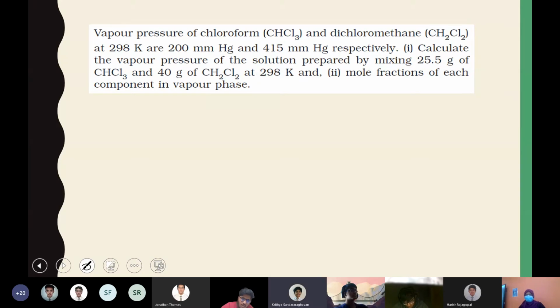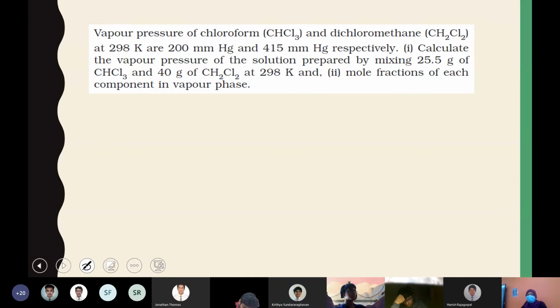Ma'am, so more intermolecular strength means it will have higher vapor pressure, right? It's the reverse. If the intermolecular force of attraction is strong, they will not vaporize very easily, right? Okay, ma'am. Because there is a force of attraction between the molecules, they won't vaporize. If they don't vaporize, there won't be vapor pressure. Okay.